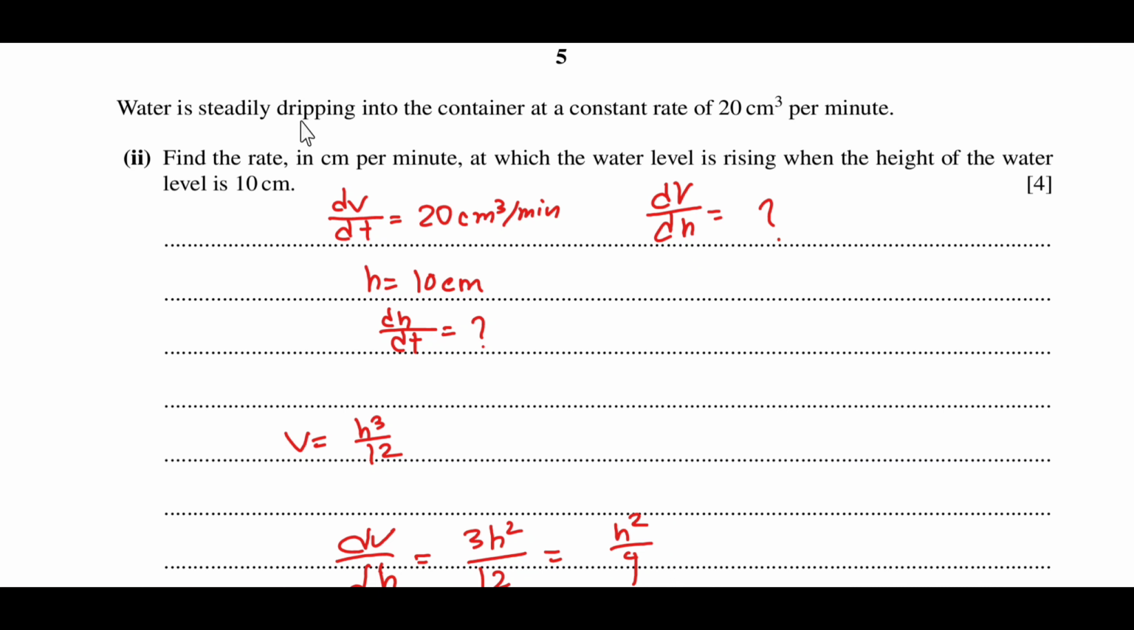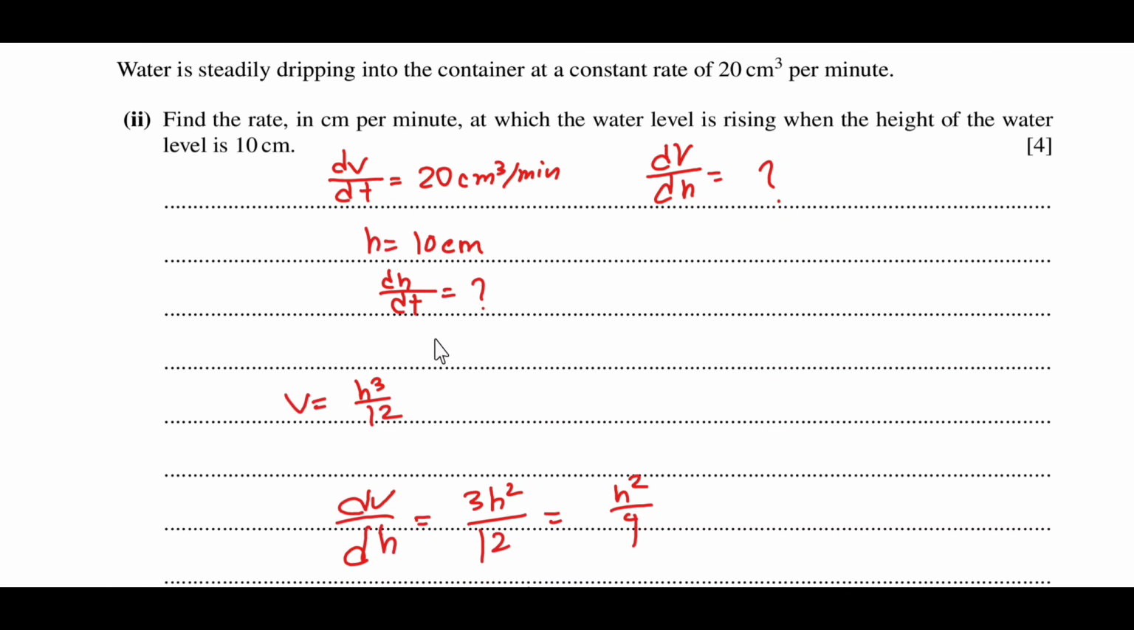Then water is steadily dripping into the container at a constant rate of 20 cm cube per minute. So cm cube per minute means dv by dt. So dv by dt is 20 cm cube per minute. Find the rate in cm per minute. Cm per minute means dh by dt. So we need to find the value of dh by dt at which the water level is rising when the height of the water is 10 centimeter.